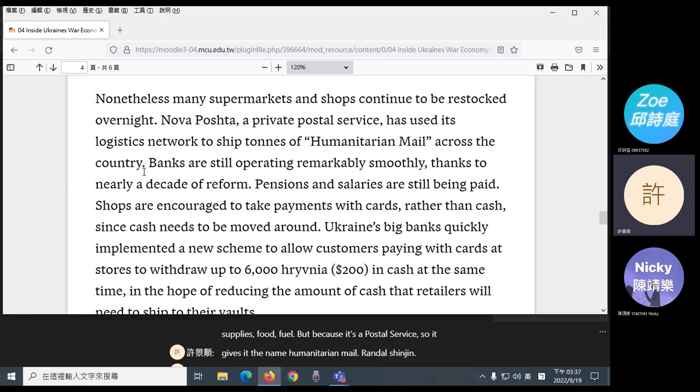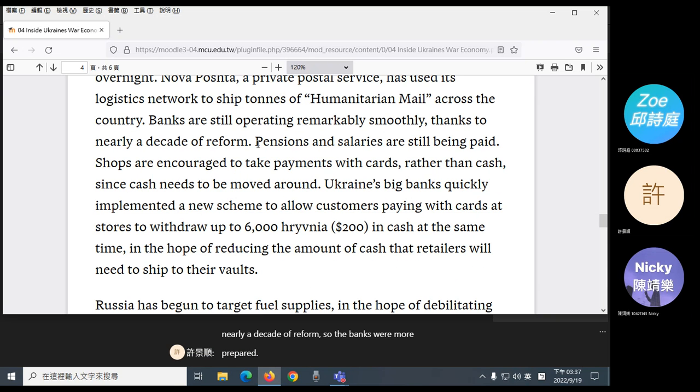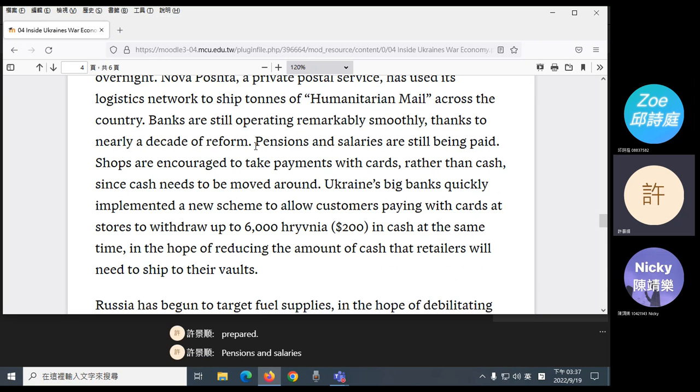Banks are still operating remarkably smoothly thanks to nearly a decade of reform. So the banks were more prepared. Pensions and salaries are still being paid. Pensions are the money that a company pays you after you retire. So in Chinese, it would be 退休金.